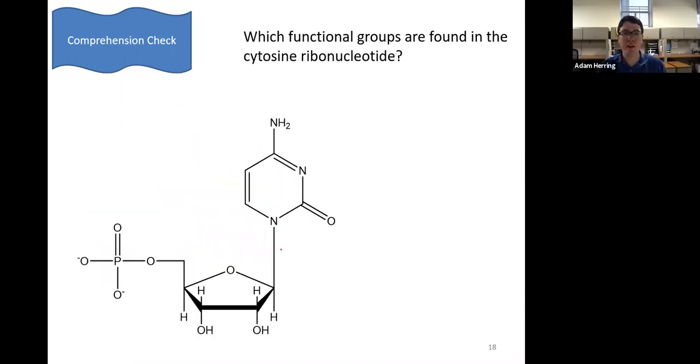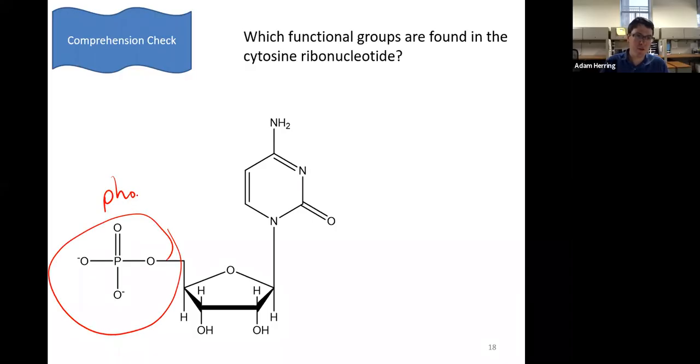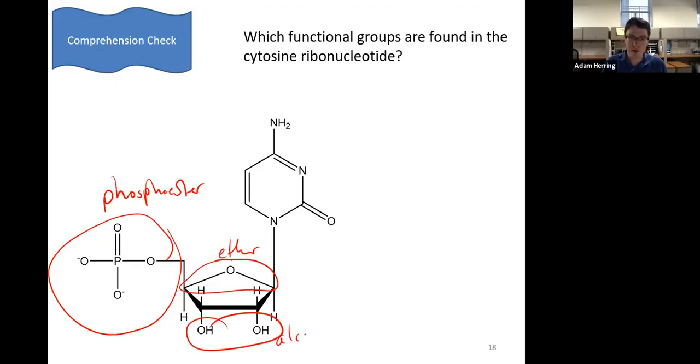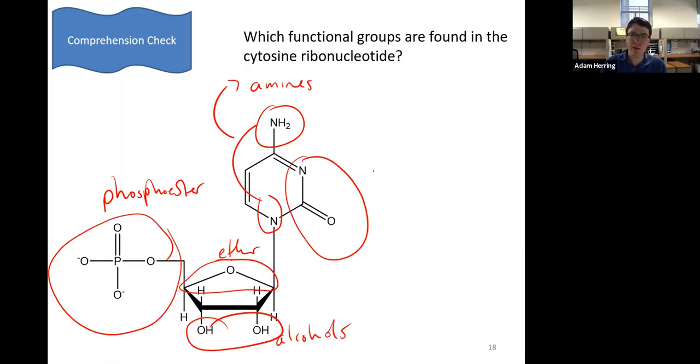All right, this is cytosine ribonucleotide. Try and determine the functional groups that are present in this molecule. Pause and determine this and then come back. Welcome back. So again, this is one that is called a phosphoester, but you don't need to know that for Chem 110. We have here an ether. We have some alcohols. These are both amines. And this is an amide.